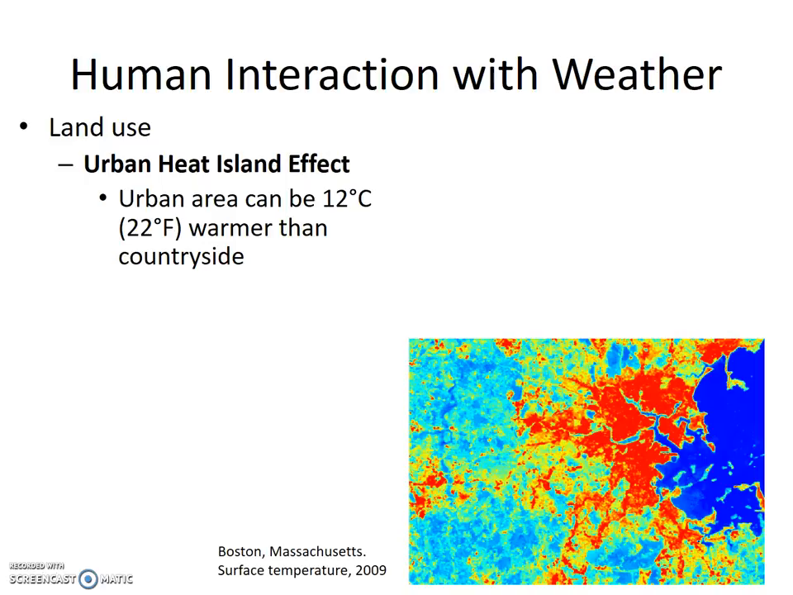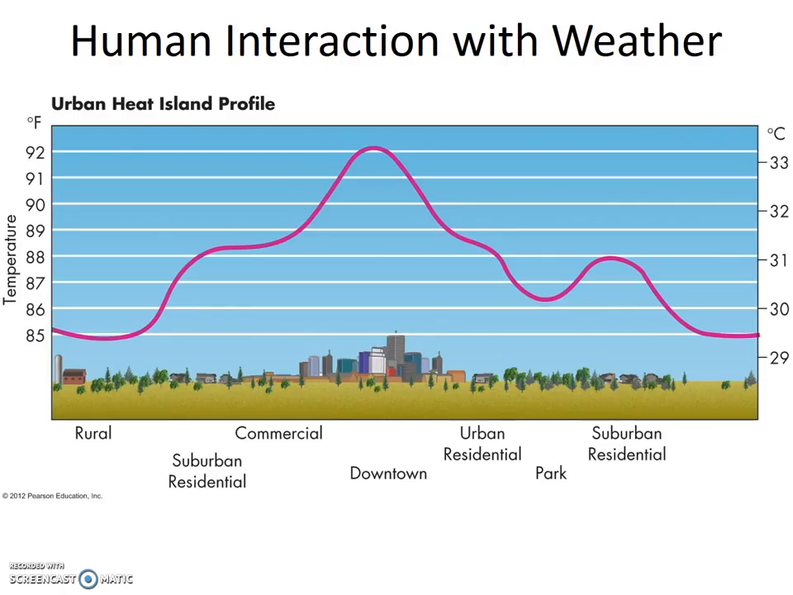Another effect of land use in cities and suburbs causes the urban heat island effect. An urban area can be 12 degrees Celsius or 22 degrees Fahrenheit warmer than the countryside. That's quite a bit warmer. The picture is a heat image of Boston, Massachusetts surface temperatures in 2009. There is no scale, but the red and yellow colors indicate warmer temperatures than the blues and greens.